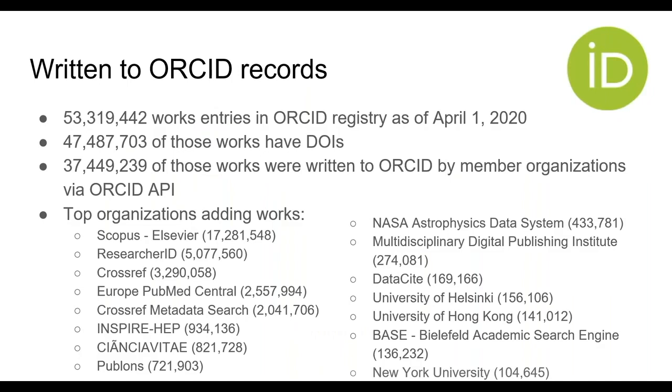So as of April 1st, over 53 million works have been written to 8.3 million researcher ORCID records in our registry. 47 million of those works have a DOI or a digital object identifier. 37 million of these works were written from member organizations using the ORCID API. So here's a list of some of our members who are writing data to ORCID records: publishers like Elsevier, government organizations like NASA, and universities like NYU.